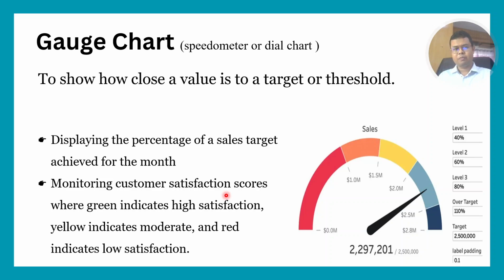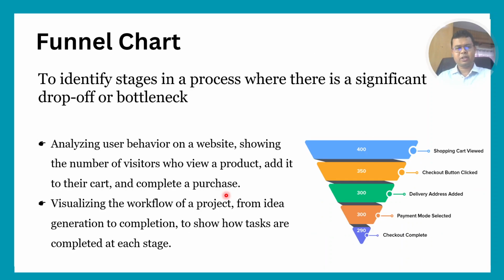For example, you have three indicators: green, yellow, and red. So when the speedometer or the meter indicates the green, it means the customer satisfaction has been fulfilled. If it is in yellow position, you can say the customer satisfaction is at a moderate level, and red indicator means the customers are not satisfied at all, right? Okay, so speedometer chart. The funnel chart is a very popular and effective chart, right?